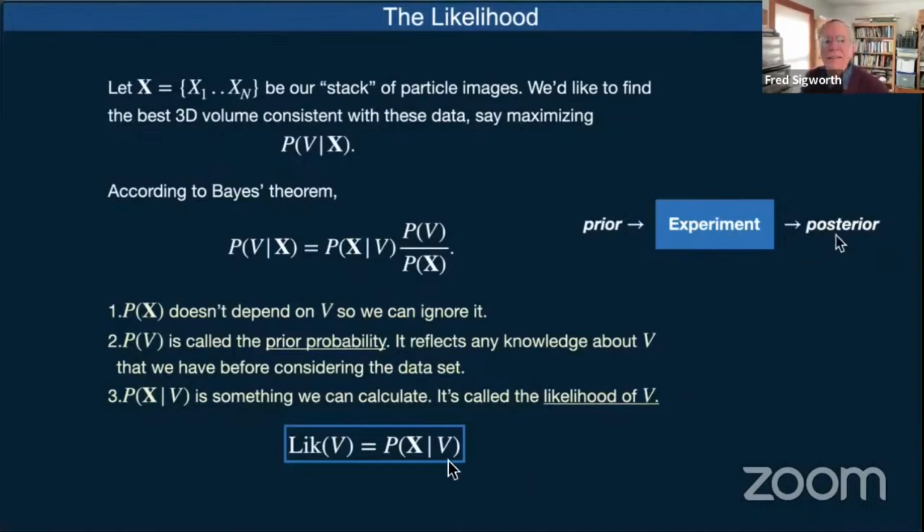And just to finish this idea, this P of X given V is called the likelihood of V. That is the likelihood of a particular volume, that is, a particular reconstruction. The likelihood is actually the probability of the data given that 3D reconstruction. So this important quantity is what we call likelihood, and we treat it as a function of V. So any questions so far?